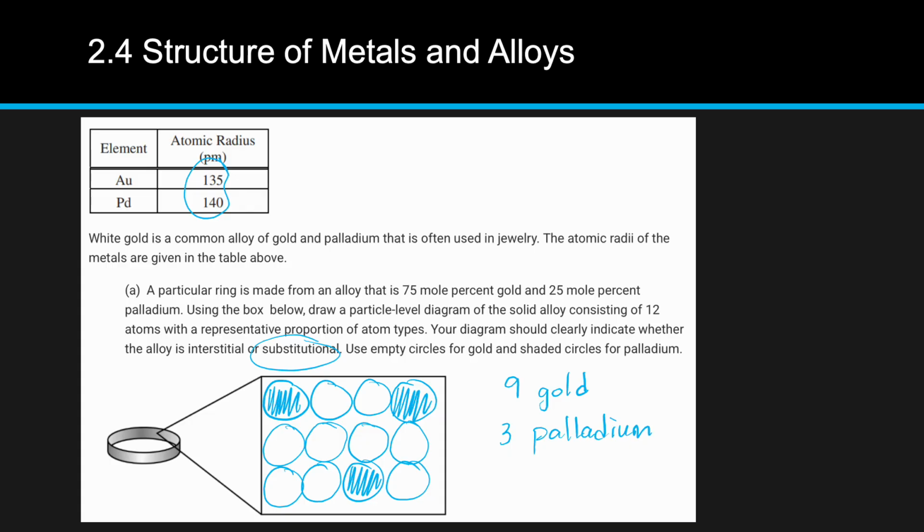So part A of this FRQ is worth 2 points. You got 1 point for doing the correct number of each atom. So if you had 9 empty circles and 3 shaded circles, that was 1 point. And then you got another point for showing an acceptable arrangement, which means they were the same size and all the shaded ones weren't together. So that was worth 2 points.